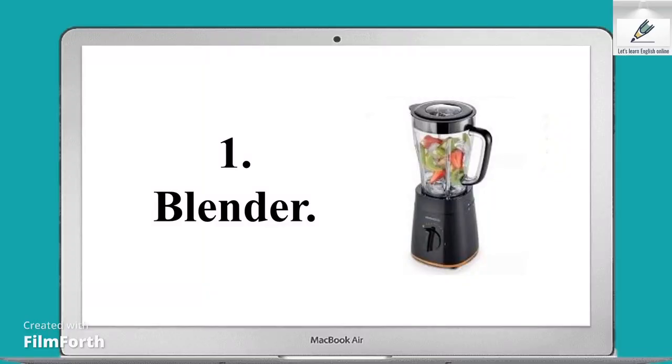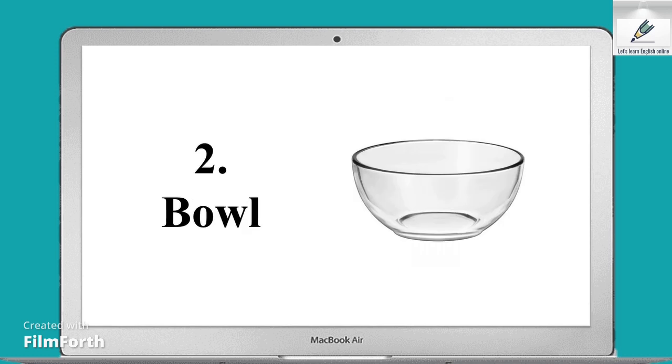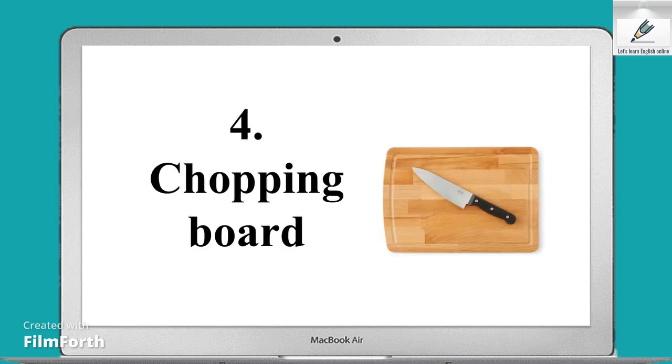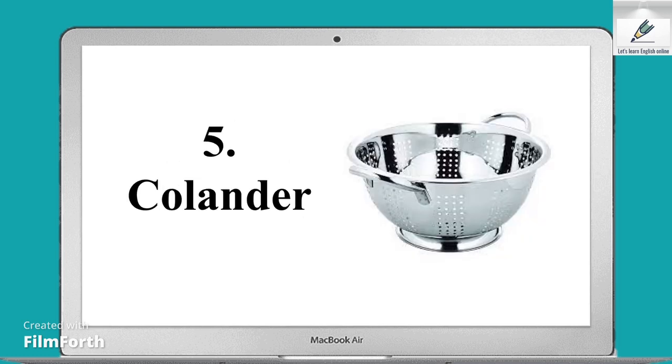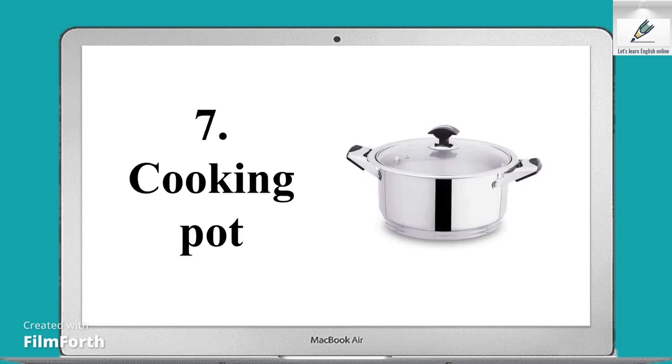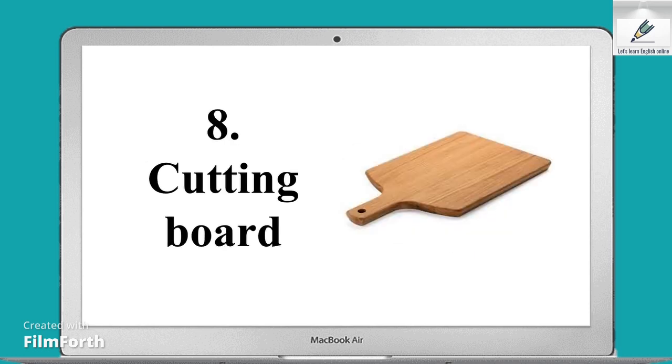First word is blender. Second word is bowl. Third word is can opener. Fourth word is chopping board. Fifth word is colander. Sixth word is cooker. Seventh word is cooking pot. Eighth word is cutting board.